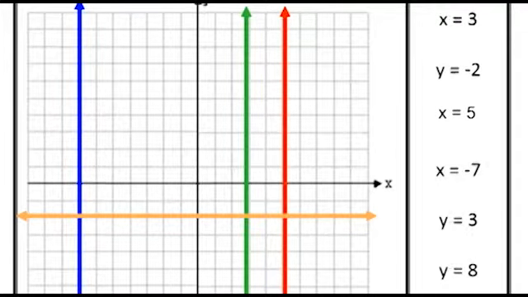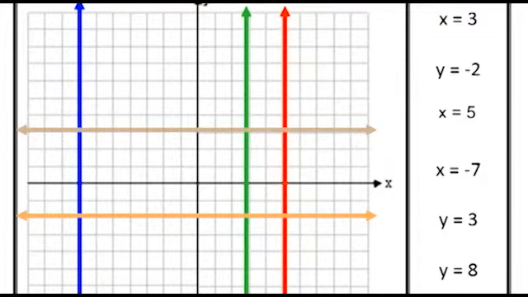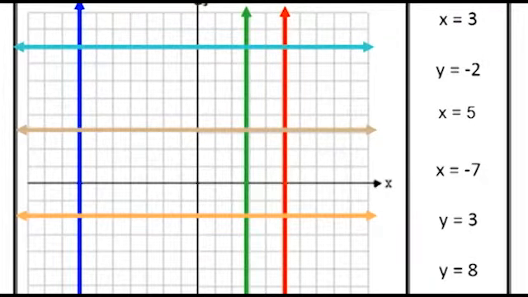Y equals 3, so I go up 1, 2, 3, perpendicular to the y-axis, so it's horizontal. Y equals 8, so 4, 5, 6, 7, 8. You're going to end up with another line perpendicular to the y-axis. So if it's y equals, it's going to end up horizontal. If it's x equals, it's going to be vertical. They always go perpendicular at a 90-degree angle to the axis that is represented.